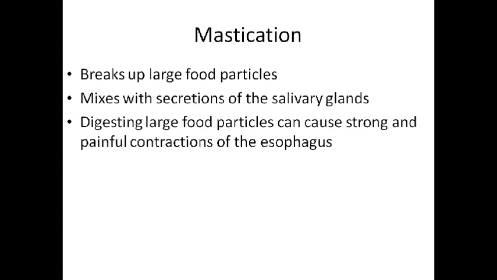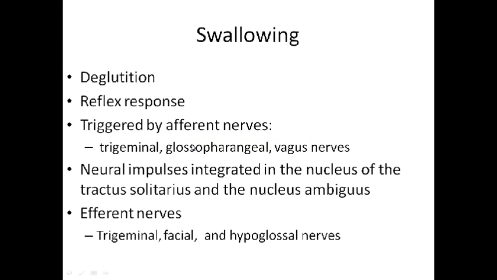The first process of digestion in the GI tract is mastication. It's the breaking up of large food particles by chewing, mixed with the enzymes secreted by the salivary glands, digesting the food particles. If they're too large, if we don't have efficient mastication, it can cause strong and painful contractions in the esophagus.